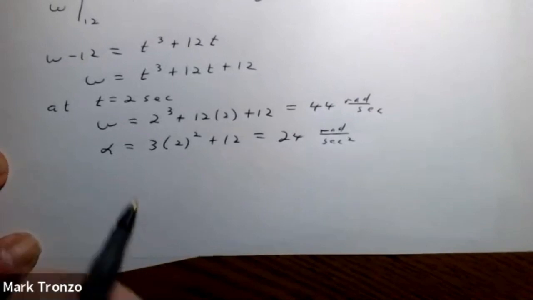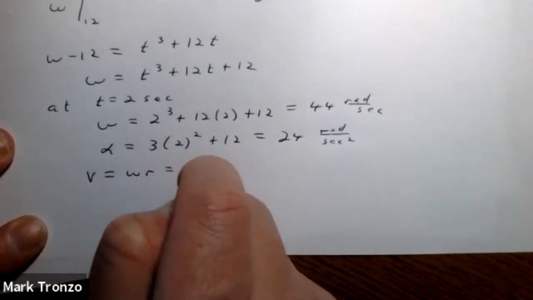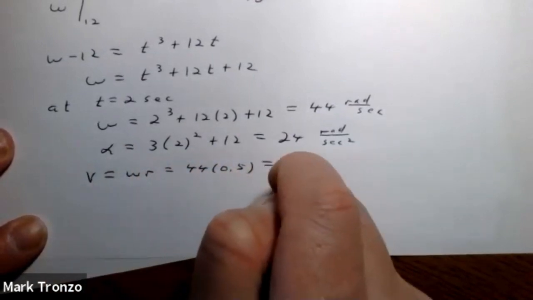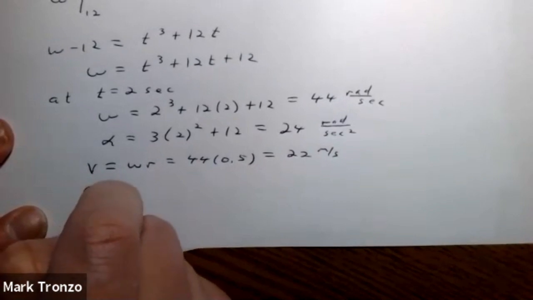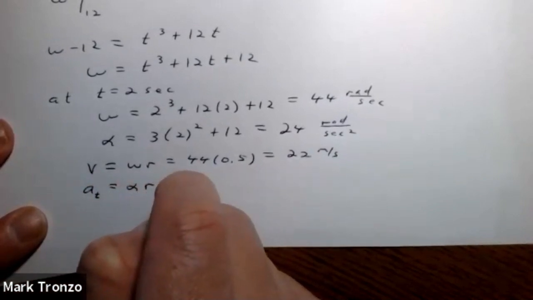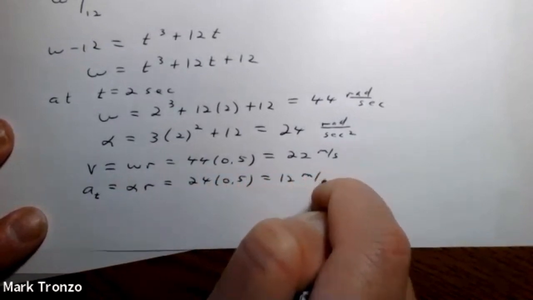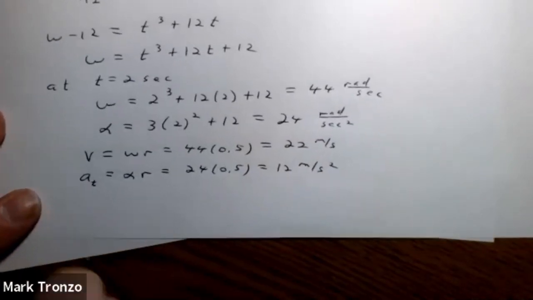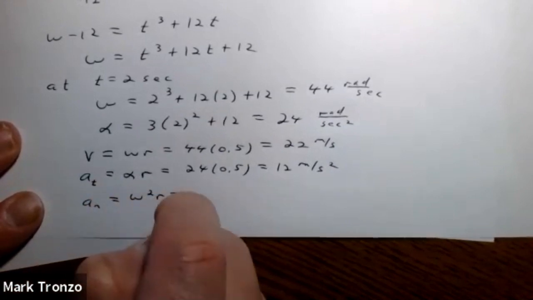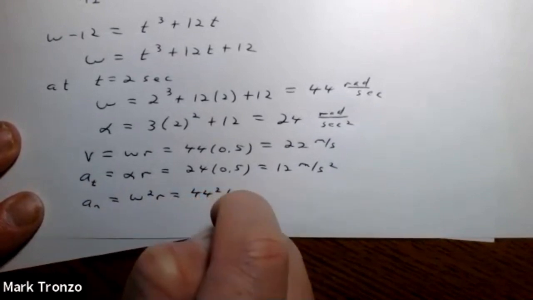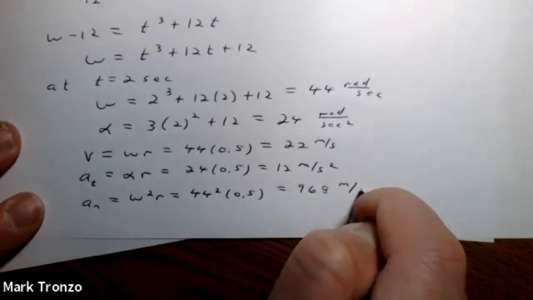So now once we have that, we can just use our basic stuff. Velocity equals omega r, which is 44 times 0.5, which would be 22 meters per second. And tangential acceleration is alpha r, which is 24 times 0.5, which is 12 meters per second squared. And a_n is omega squared r, 44 squared times 0.5, which is 968 meters per second squared, like that.